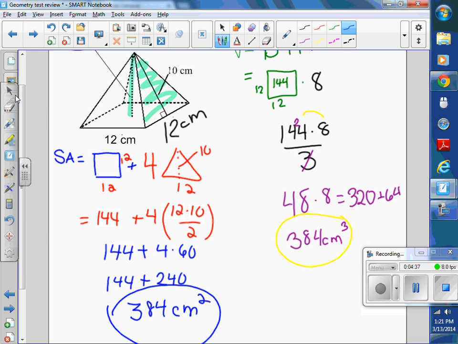Nick? Is there a name for shapes that have the same? I don't know. Well, I bet there is. I don't know if there's a name.